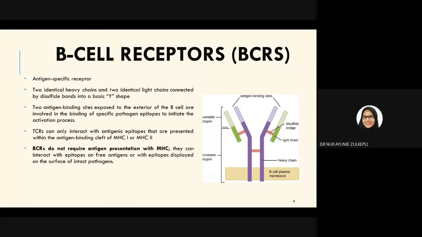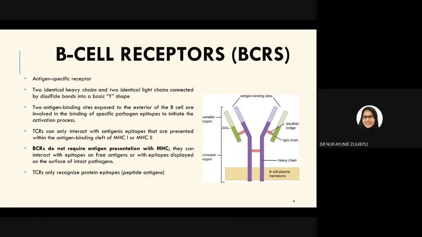So if you remember, last week I explained about the T helper cell activation, that the T cell receptor only interacts with antigen epitopes presented by MHC1 and MHC2 on its surface. But the BCR does not require antigen presentation with MHC. It can directly interact with epitopes on free antigens or with epitopes displayed on the surface of intact pathogens.